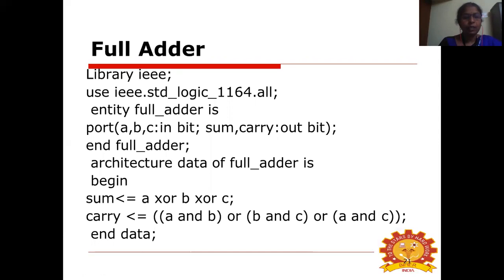Full adder. Library IEEE. Use IEEE.std_logic_1164.all. The entity is represented with 3 input signals and 2 output signals. The input signals are A, B, and C. The output signals are sum and carry. Architecture, concurrent modeling is done. A XOR B XOR C is assigned to sum. A and B is ANDed, or B and C is ANDed, or A and C is ANDed.